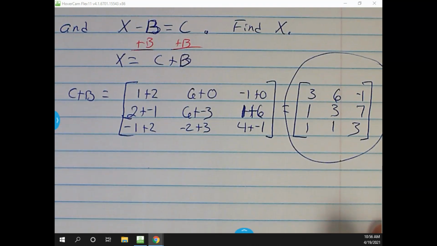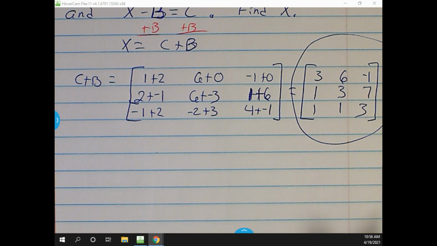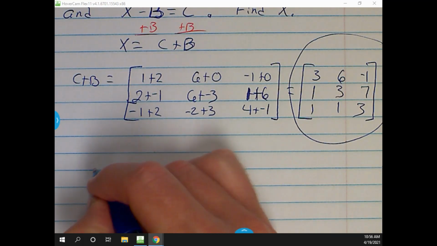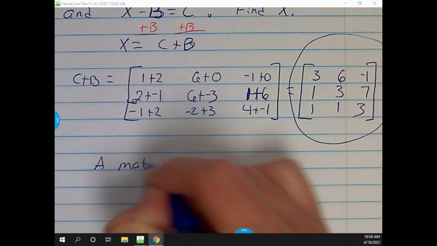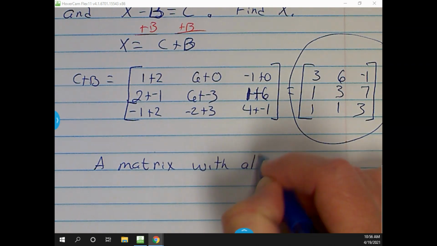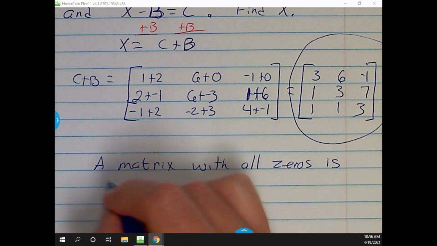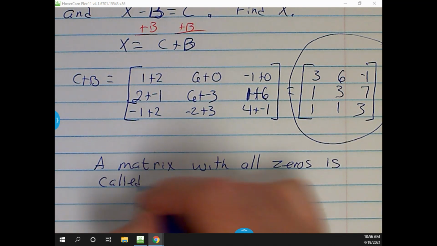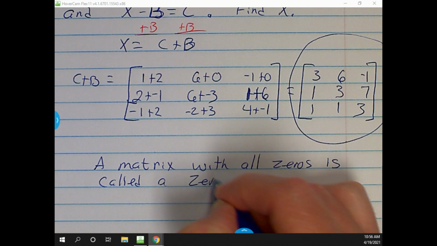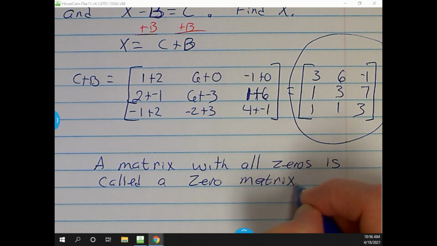Okay, and then one other little side note they put in here, and I don't know that it'll pop up a lot, but just in case. A matrix with all zeros, they call that a zero matrix, just because that makes sense, because everything is zeros.